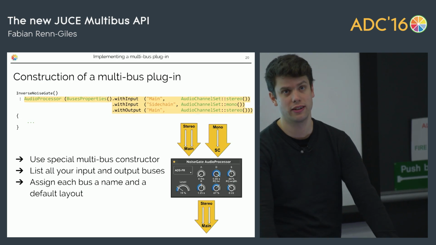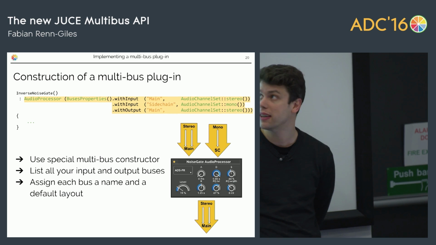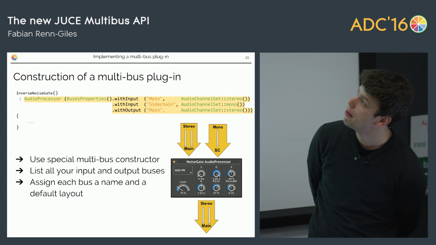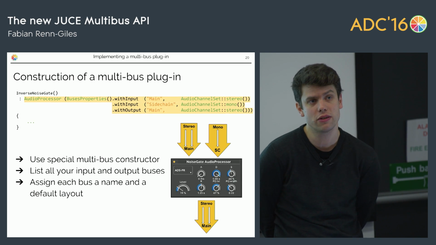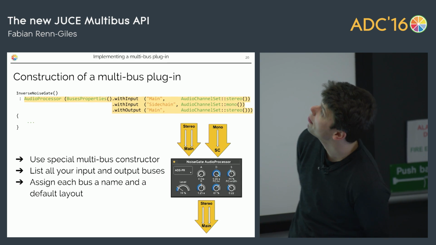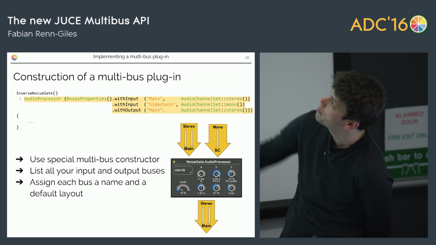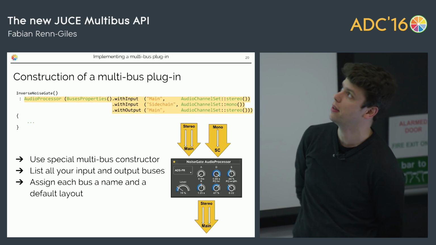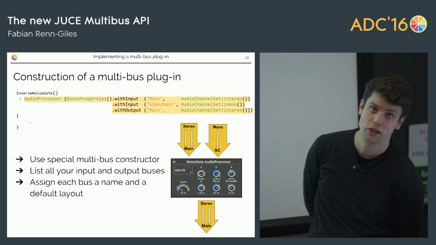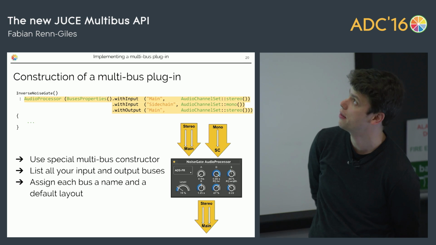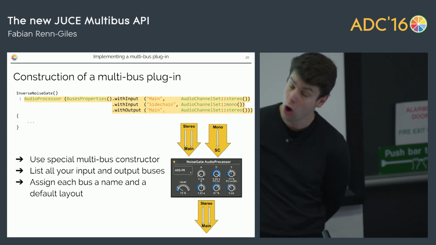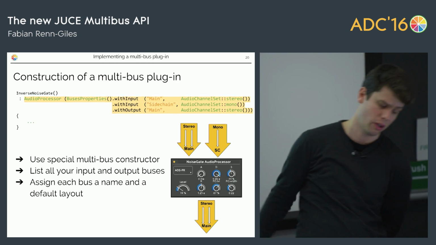So let's look at the constructor. With the new Multibus API, with JUCE 4, we have a new constructor for the audio processor. Normally there was just the default constructor, but now we have a constructor where you can specify the input and output buses. In this case, we're adding 2 input buses and 1 output bus. The input buses have the names main and sidechain, and the output bus has the name main. We're also specifying the default layout of those buses.